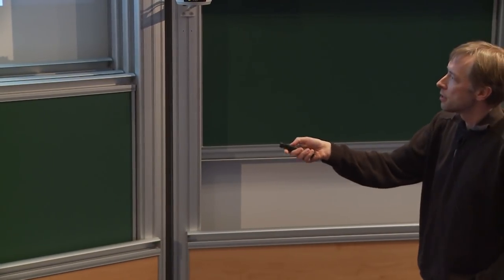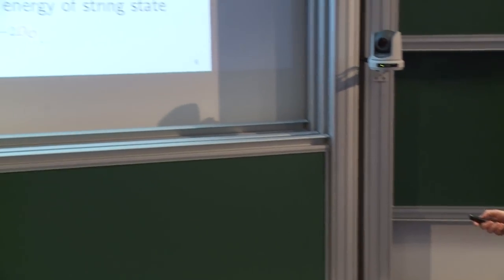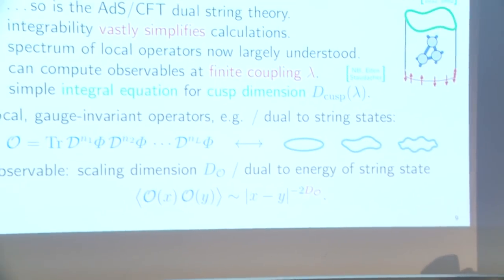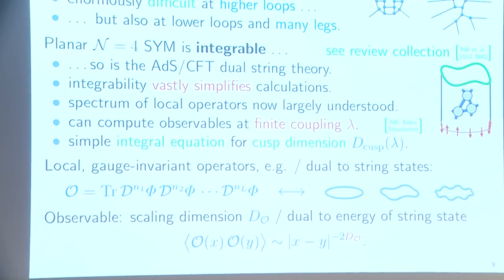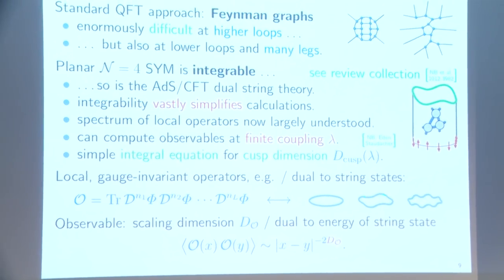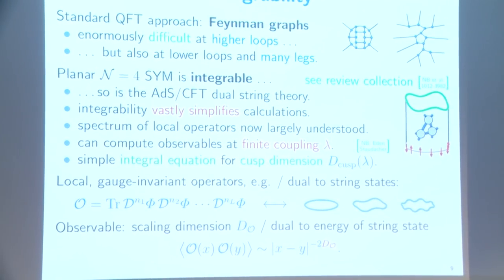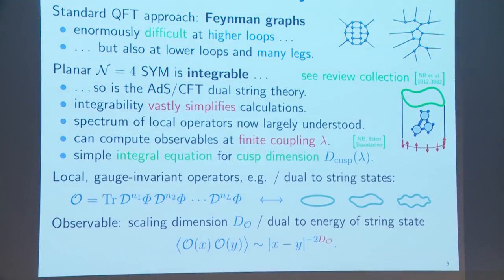So somehow by aligning the indices of these derivatives or the directions of the scalar fields, you would get sort of elementary string states where these directions would tell you in what directions the string excitation modes work. So that's just the rough picture, if you wish.